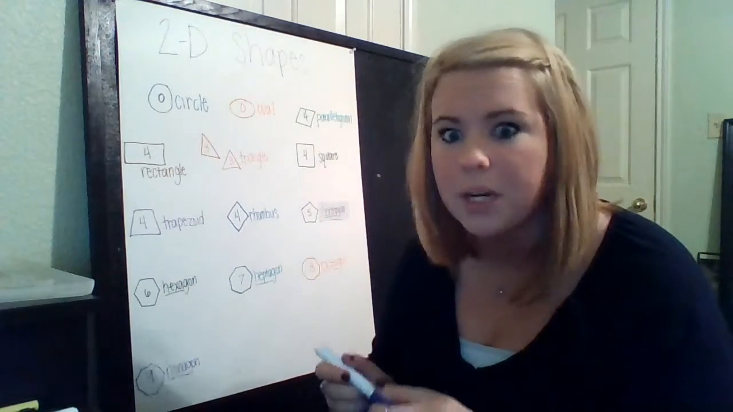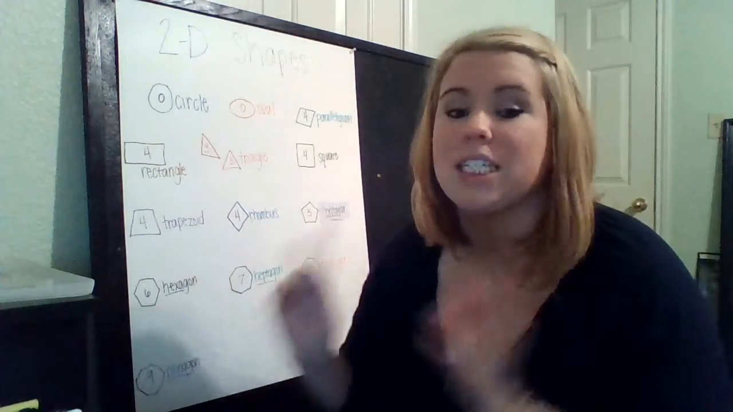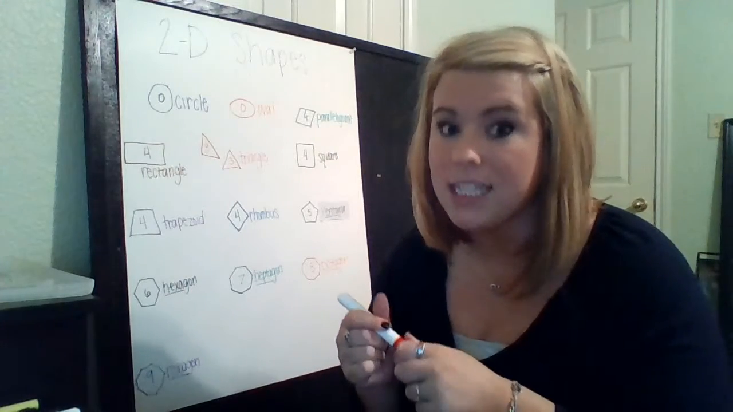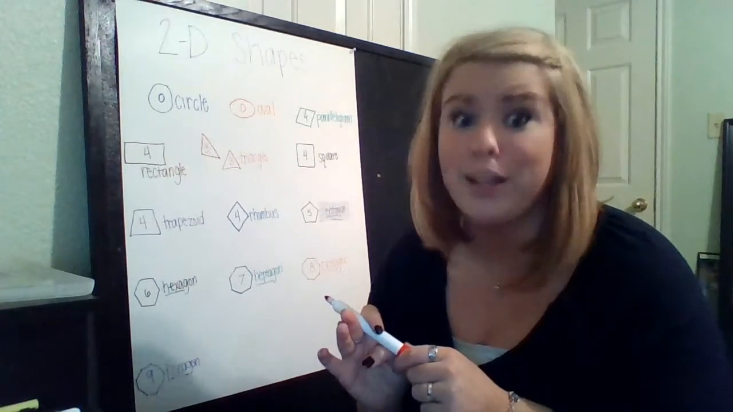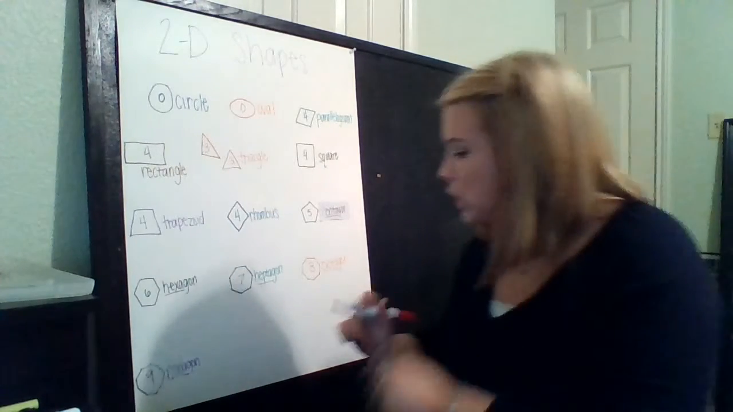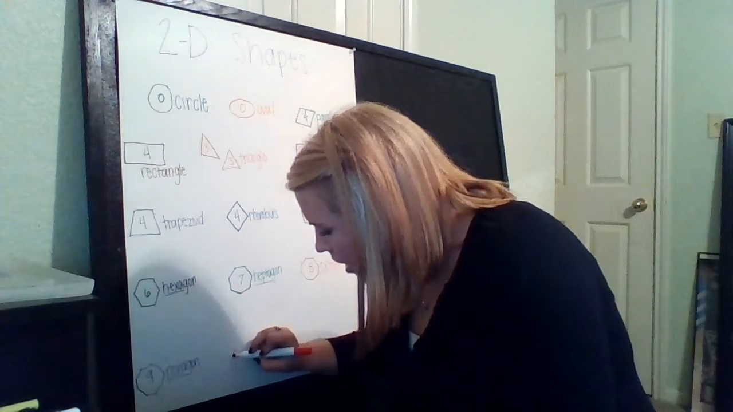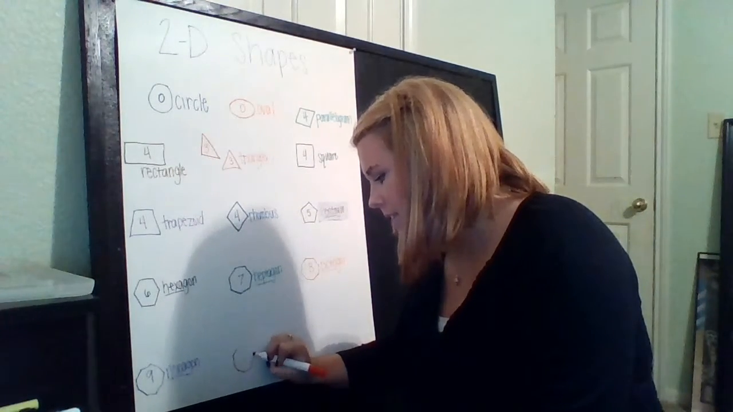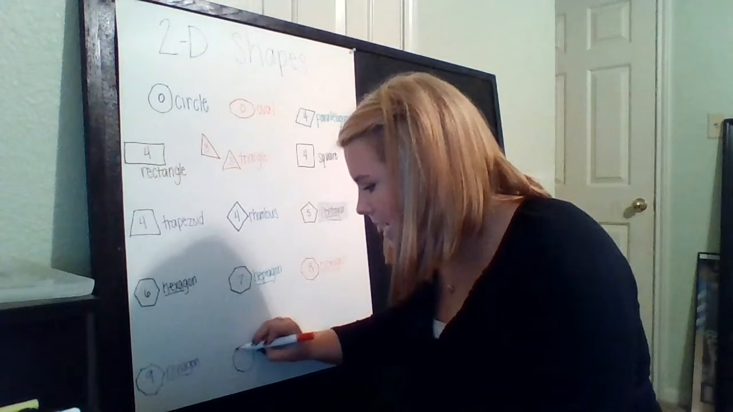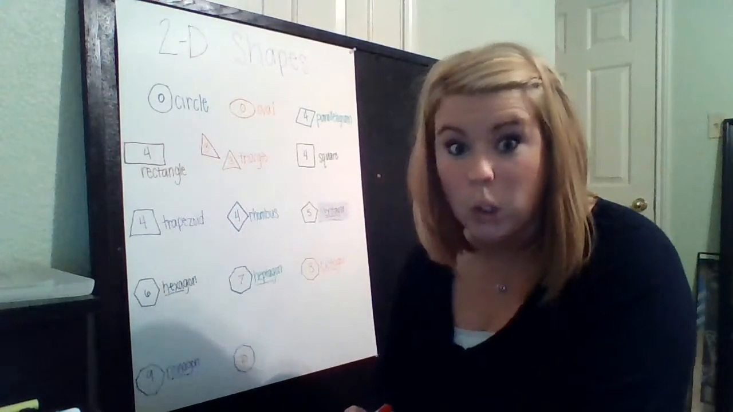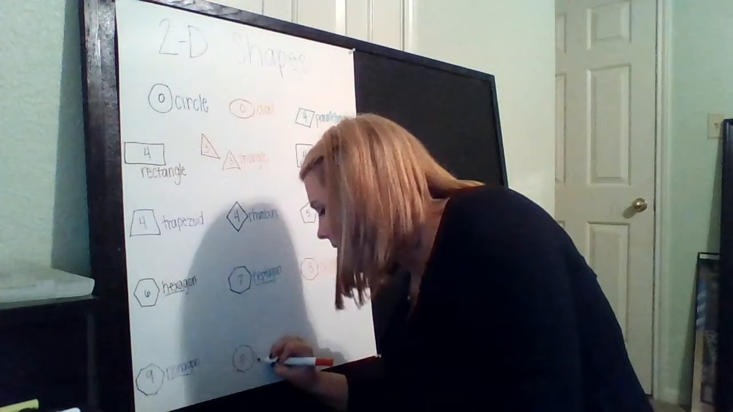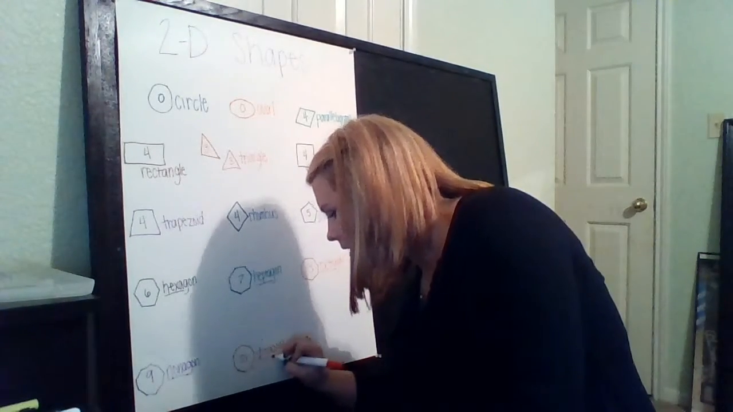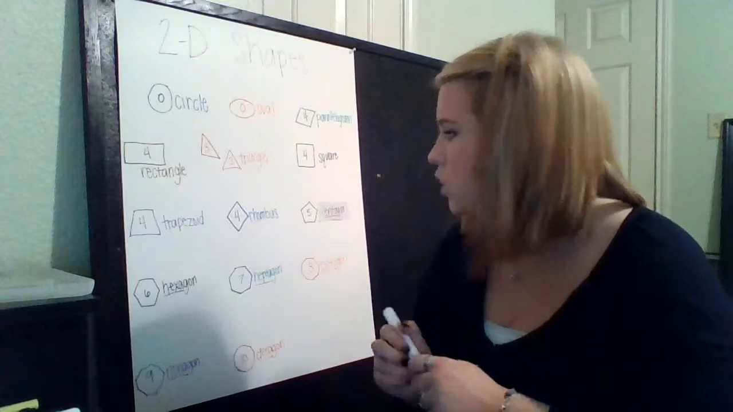Okay, and the last one that we're going to write on our poster today is our 10-sided polygon, and that is going to be called a decagon because it is huge. Decagon, okay? So let's draw it first. We have 1, 2, 3, 4, 5, 6, 7, 8, 9, 10. 10 whole sides. So much. And that is called, again, a decagon.